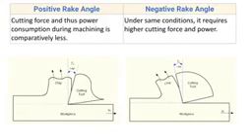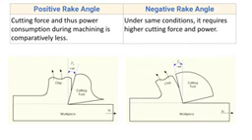Next difference: cutting force and thus the power consumption during machining is comparatively less for positive rake angle. This positive rake angle makes the tool tip sharp, and due to this very little force is required to remove the material from the surface of the workpiece, and that is why there is less cutting force and less power consumption. Now the negative rake angle, under the same conditions, requires higher cutting force and power.